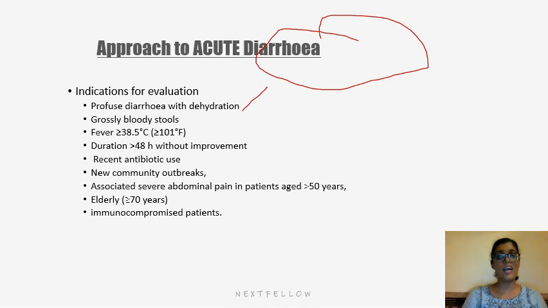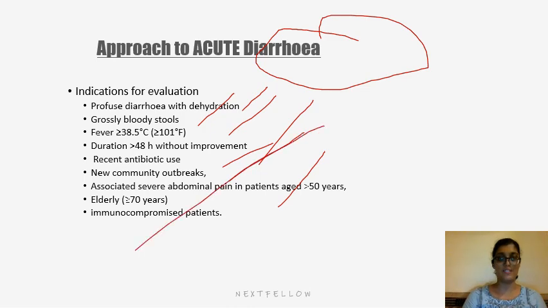First is profuse diarrhea with dehydration. If there is blood in stools, if fever is more than 101 degrees Fahrenheit, if duration is more than 48 hours without improvement, if the patient gives a history of recent antibiotic use, new community outbreaks associated with severe abdominal pain in patients more than 50 years of age, elderly more than 70 years, and immunocompromised patients.